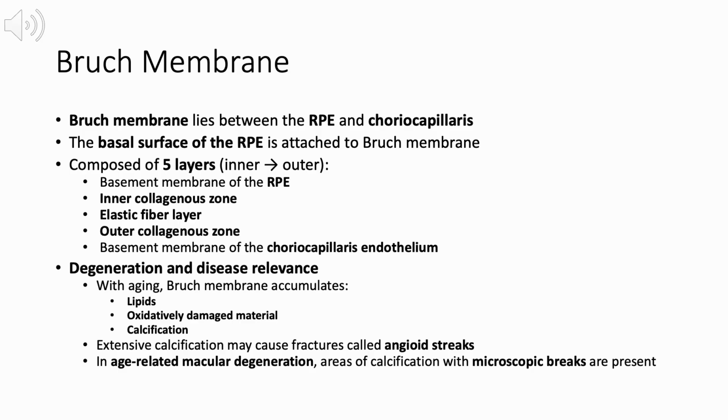The slide then highlights degeneration and disease relevance. With aging, Bruch membrane accumulates lipids, oxidatively damaged material, and calcium. Extensive calcification can lead to fractures within Bruch membrane, known as angioid streaks. In age-related macular degeneration, areas of calcification with associated microscopic breaks are present, further emphasizing the clinical importance of Bruch membrane integrity.